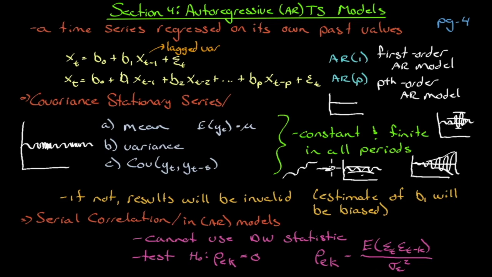But there's the issue. We need covariance stationary. If we don't have that, the results will be invalid. The estimates of B1 will be biased. It can't be used. Nothing can be said about it. You simply have to move on. You have to fix that problem first. Okay, so we'll deal with that. We'll look at some ways to make a time series covariance stationary.